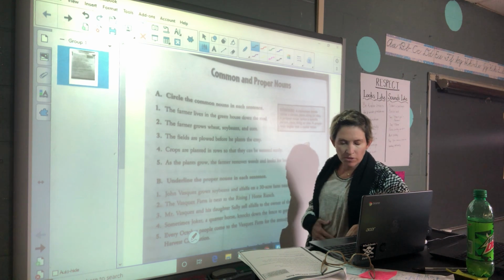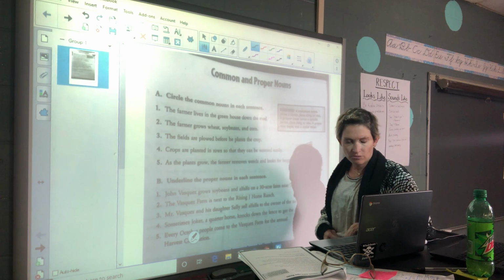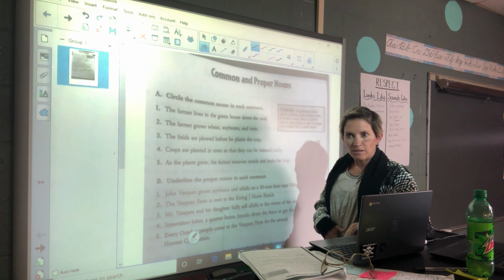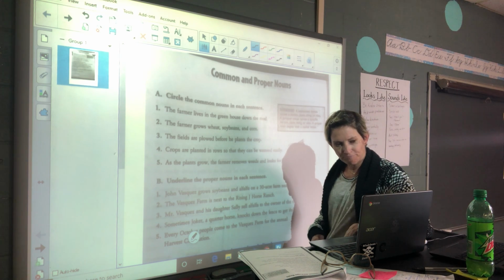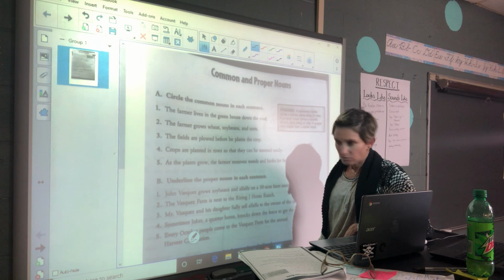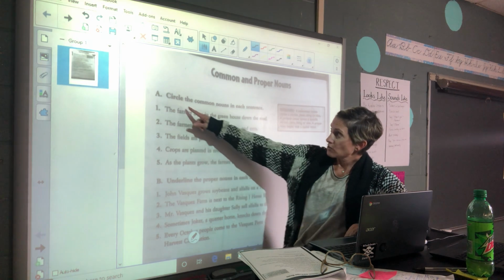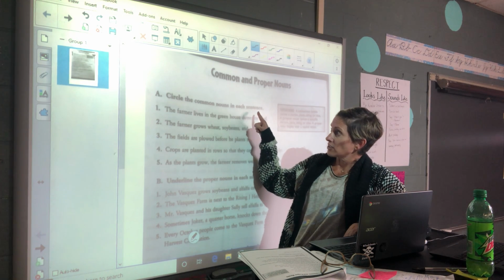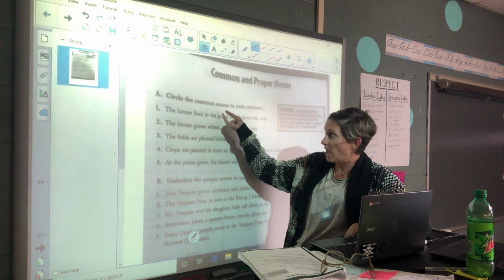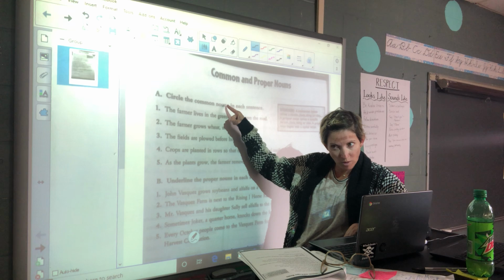All right, who can read me the directions for this page? The directions. I think it's the same kids. Taylor? Circle the common noun in each sentence. So we're only circling the common nouns. So does that mean there's going to be only one in each sentence?